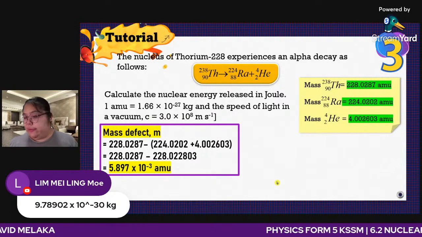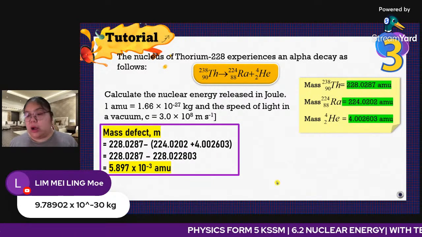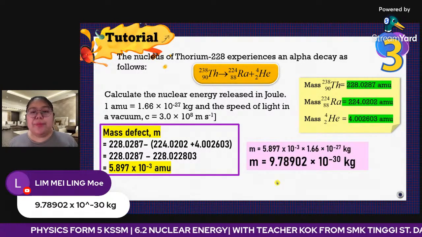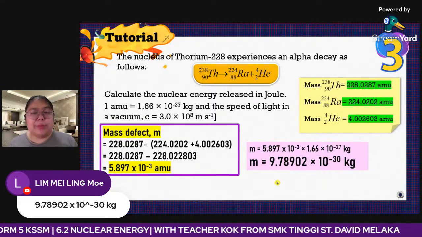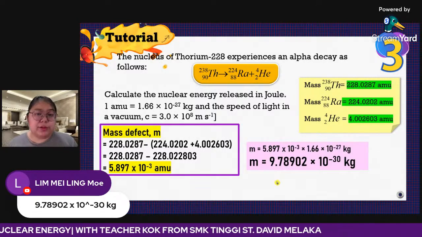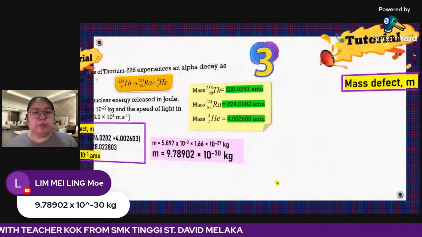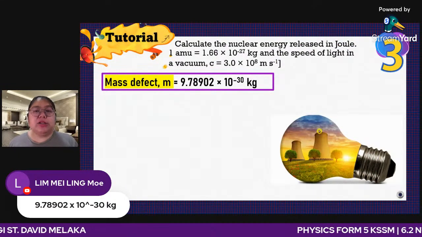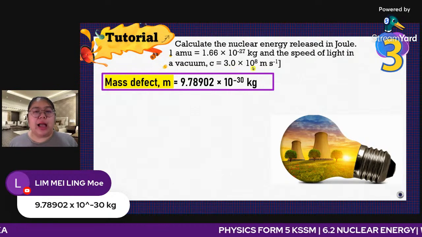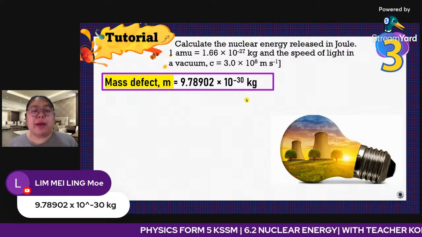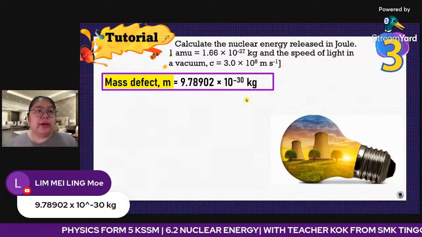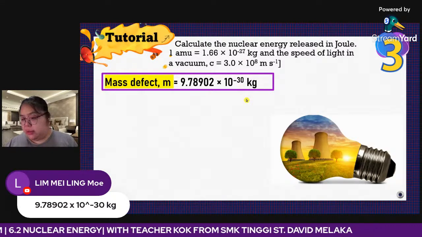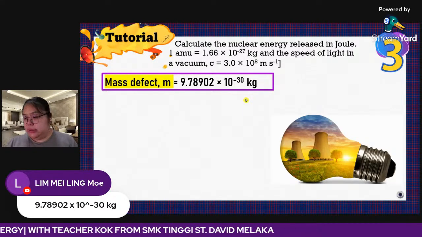There's a 9 point. In AMU, I convert to kilograms first: 9.78902 times 10 power negative 30 kilograms. The last part, we convert to energy. We straightforwardly multiply by 3 times 10 power of 8, then remember to square it. Yiru, give me the final answer: 8.810118.